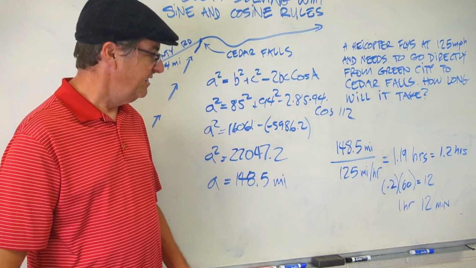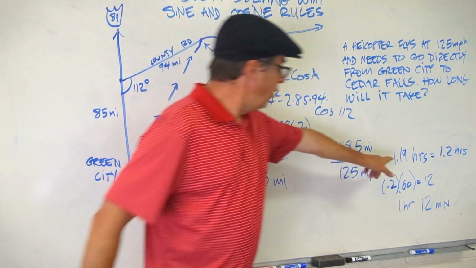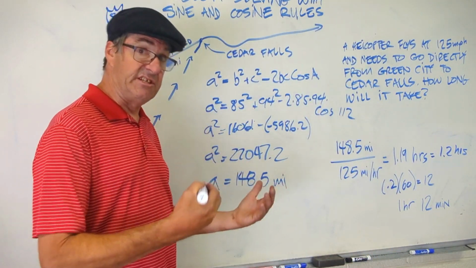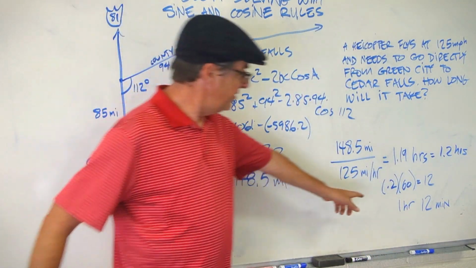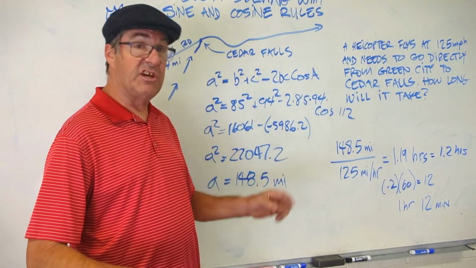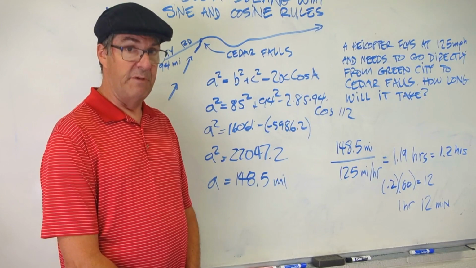All right, let's see how you did. To find out how many minutes 0.2 hours is, we just multiply 0.2 times 60 because there's 60 minutes in an hour. So 0.2 times 60 is 12. So that means this flight is going to be 1 hour and 12 minutes.